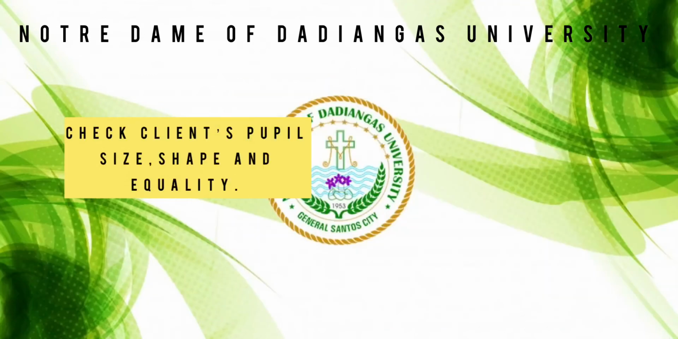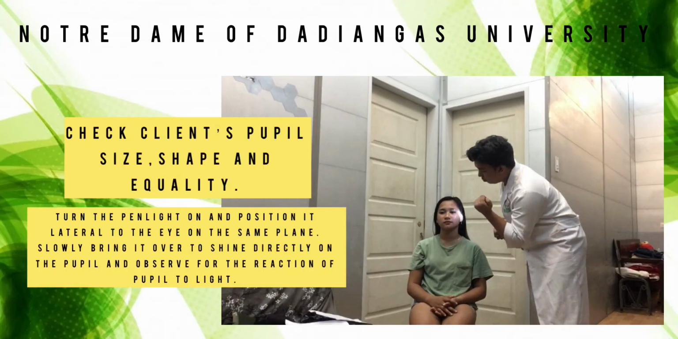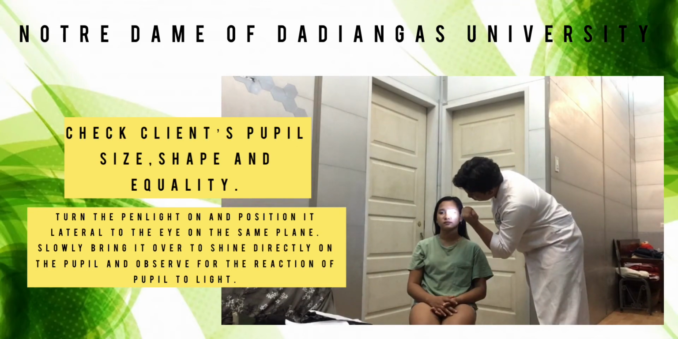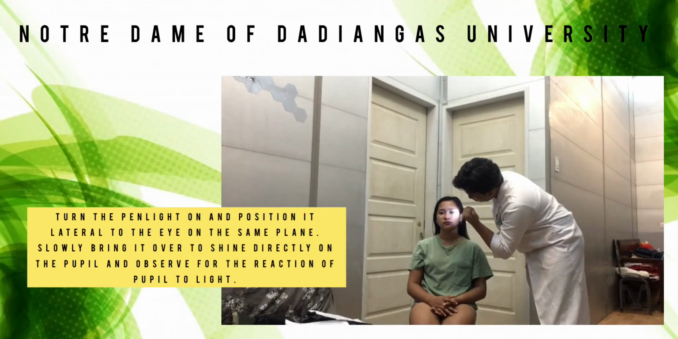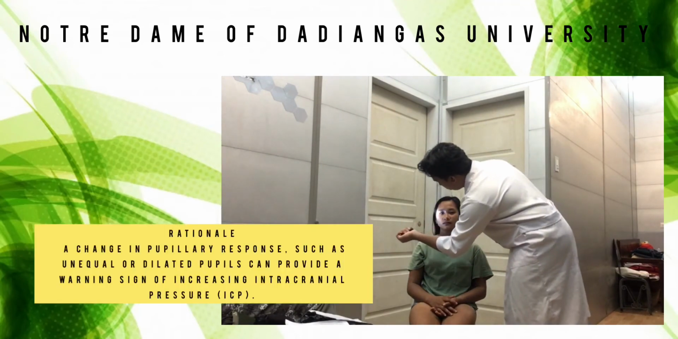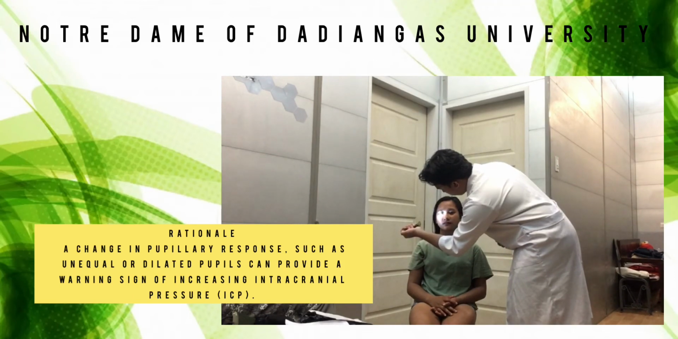Check the client's pupil size, shape, and equality. Turn the pen light on and position it lateral to the eye in the same plane. Slowly bring it over to shine directly on the pupil and observe for the reaction of the pupil to light. A change in pupillary response, such as unequal or dilated pupils, can provide a warning sign of increasing intracranial pressure.